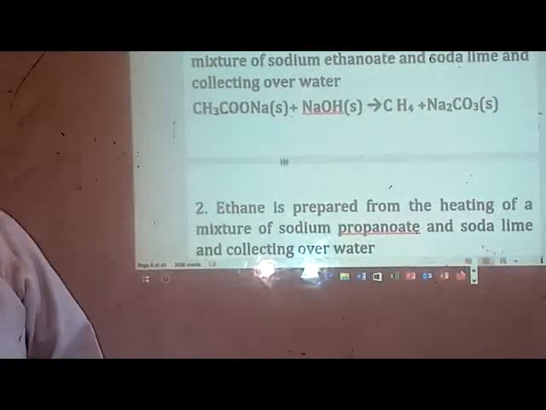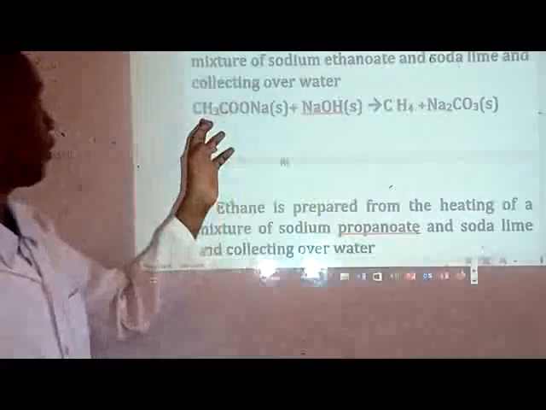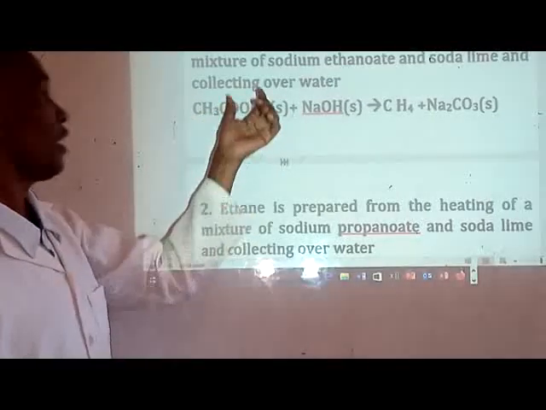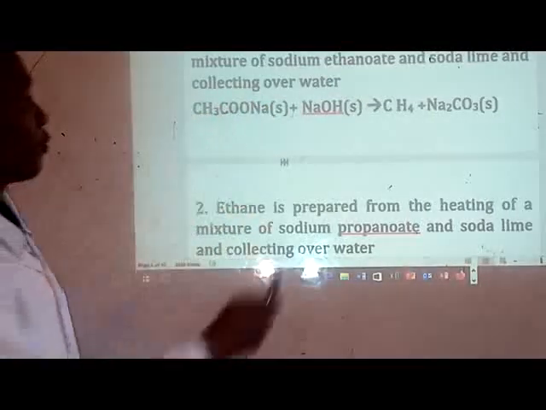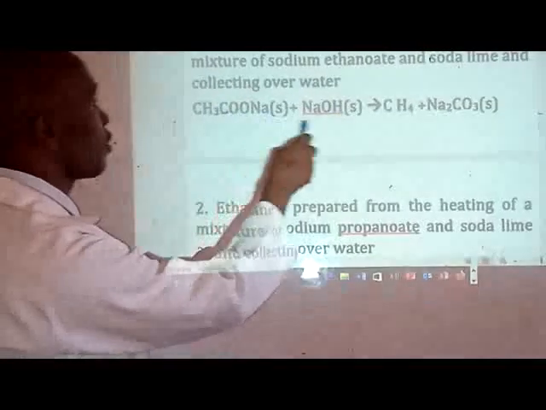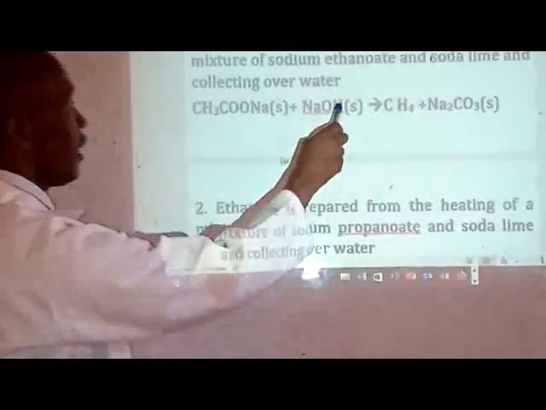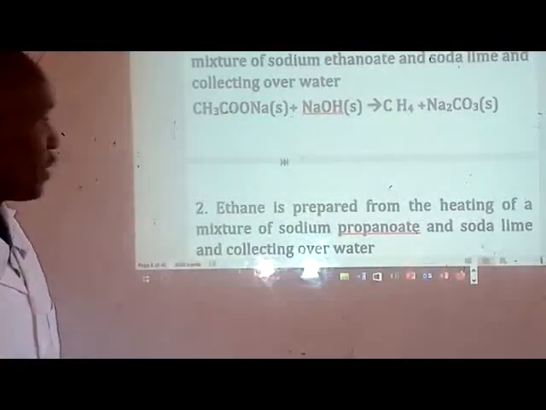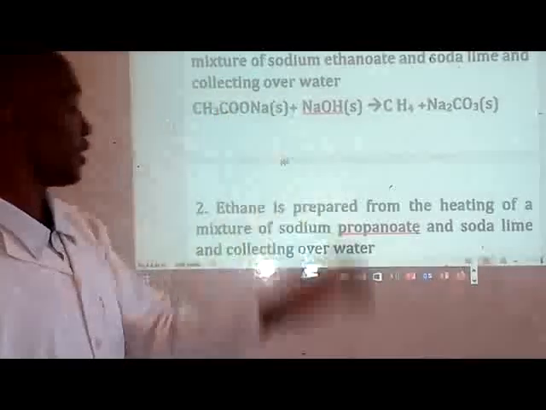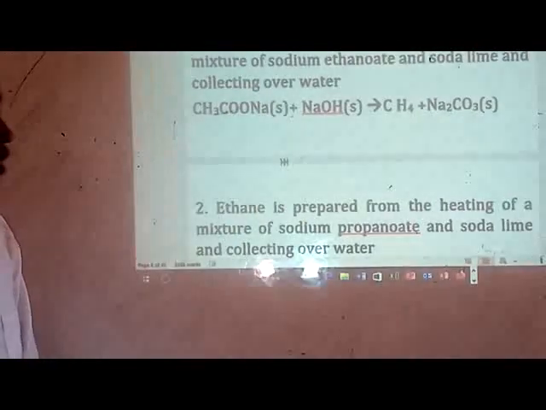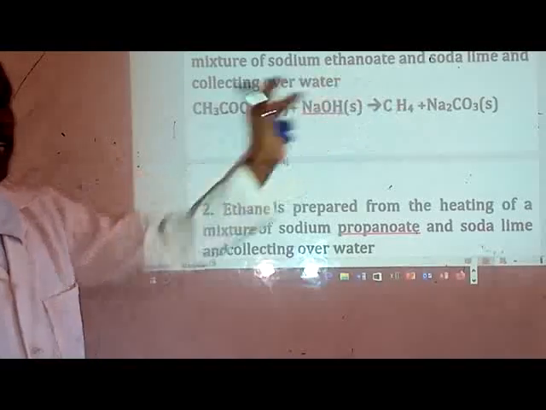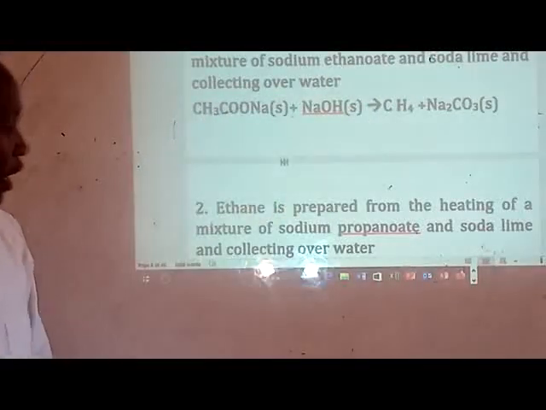So that is just an example. The sodium ethanoate, plus sodium hydroxide, all these combine to form sodium carbonate. Then this one attaches itself here, so you get to methane. So your alkane is methane, because you want methane, from sodium ethanoate.